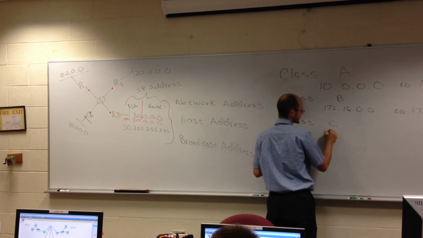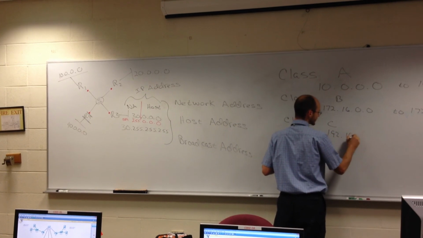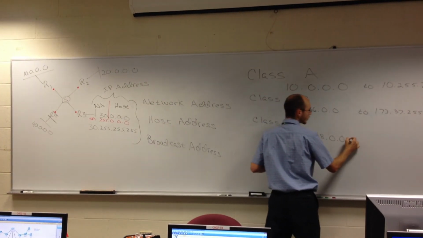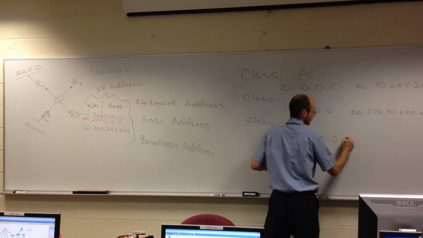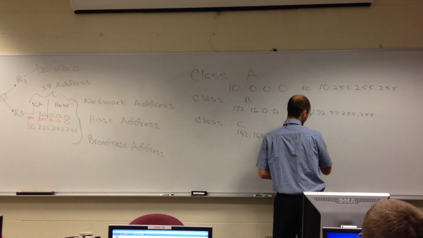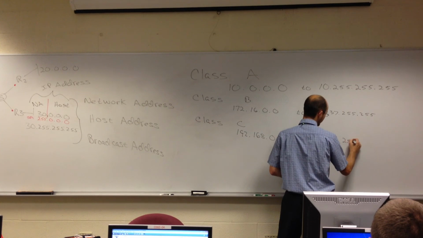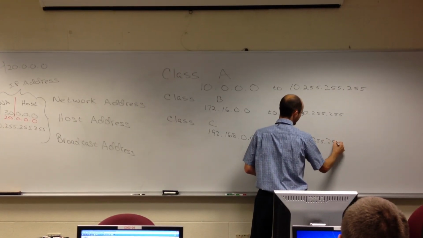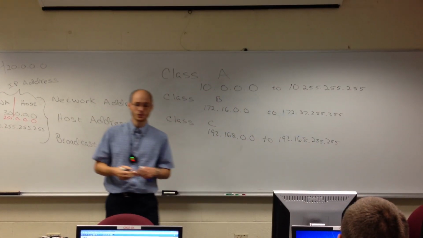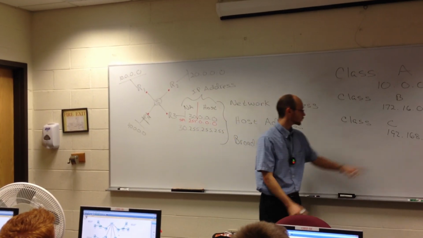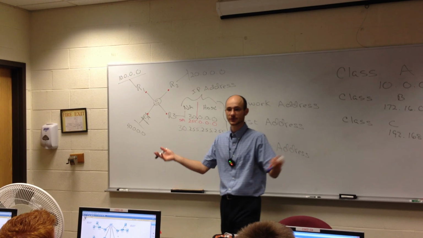Class C is 192.168.0.0 all the way up to 192.168.255.255. And this is why many of you guys can tell me that somewhere in your home network you have an address that's 192.168.something.something.